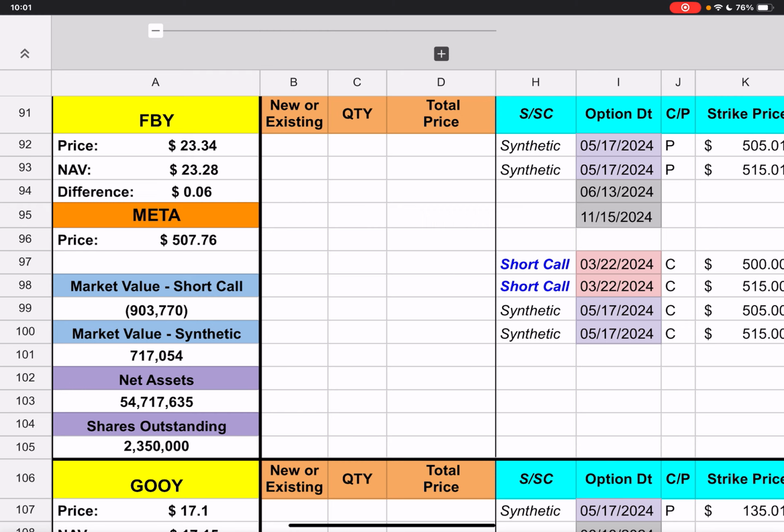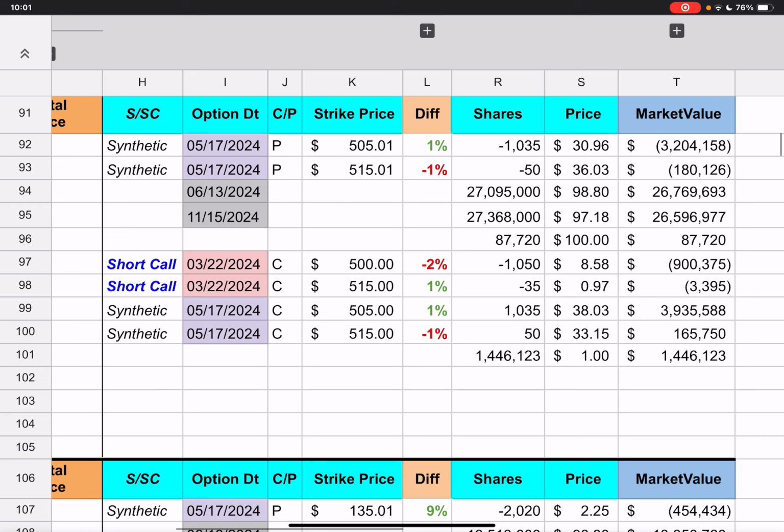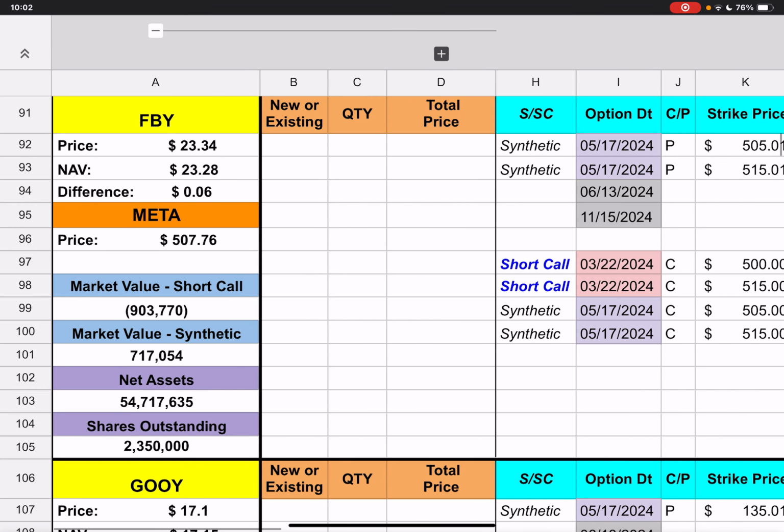If we move on to Phoebe closed at 23.34. Meta closed at 507.76. We have no trades to go over. We have two short calls that expire tomorrow with the strike prices of $500 and $515. Of course, you can see the one strike price that we're currently 2% over. It would cost us $900,000 if we had to close that out at close today.